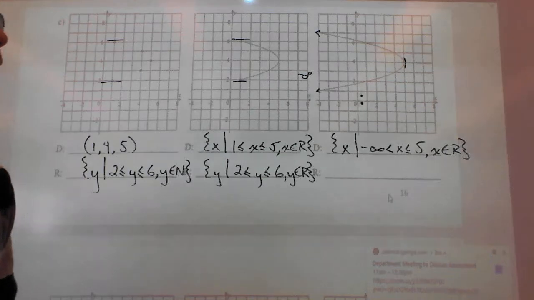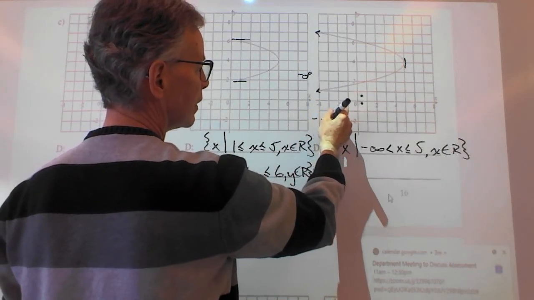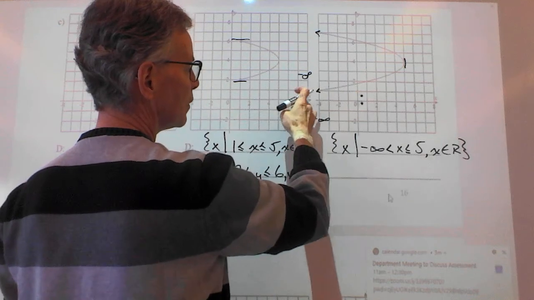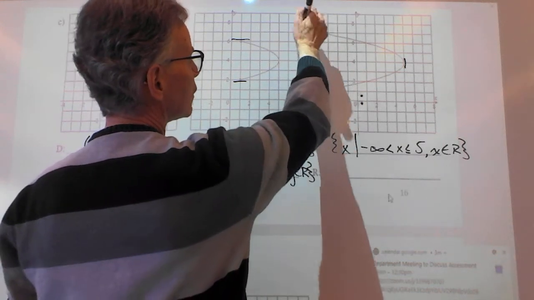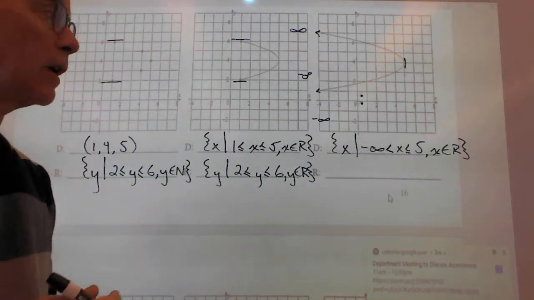Now for the y's, it goes down to negative infinity eventually. You can see it sloping down. And it goes up to positive infinity eventually.